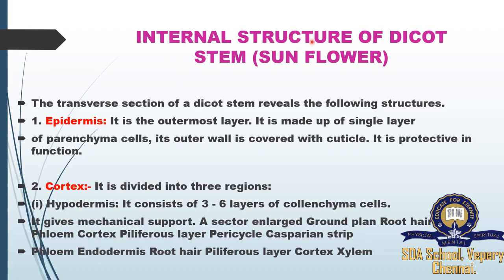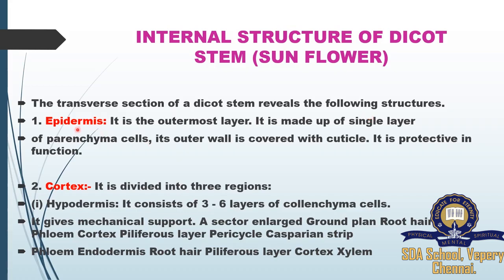Internal structure of dicot stem. In the dicot stem, we are going to discuss the sunflower. Sunflower is an example of a dicot stem. Here, the transverse section of a dicot stem reveals the following structure. Transverse means the cutting of the stem.